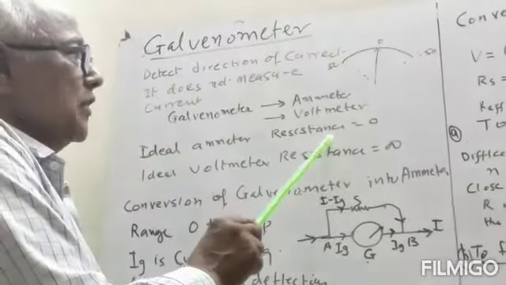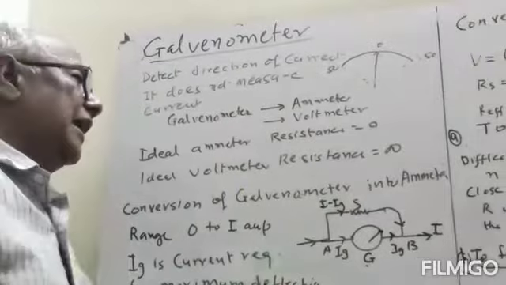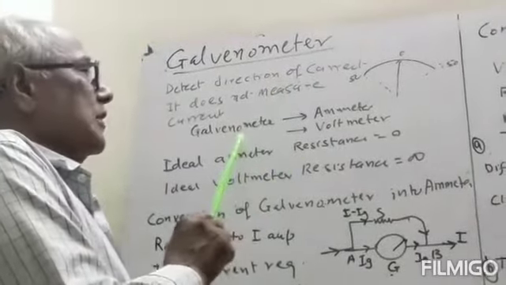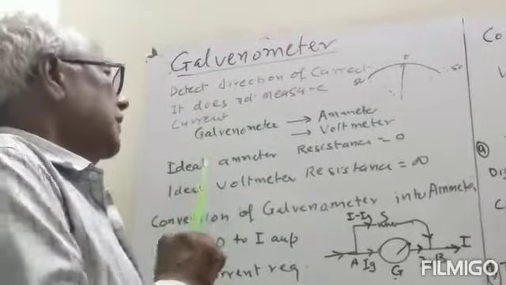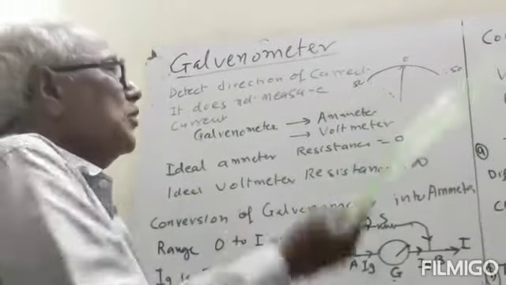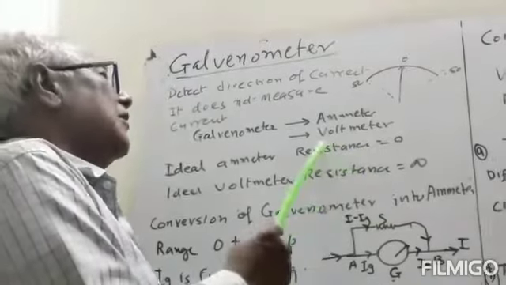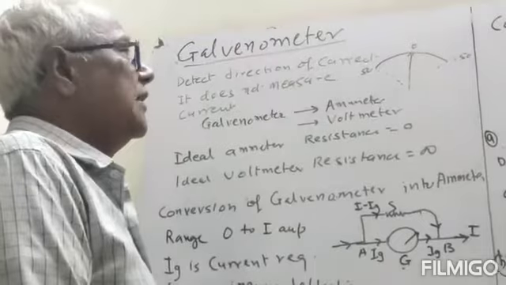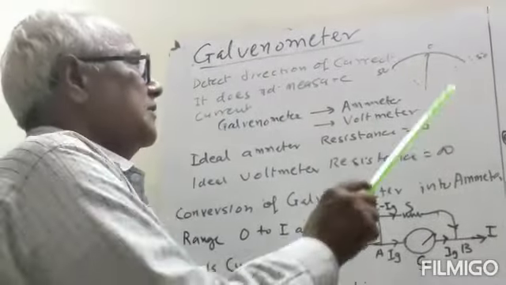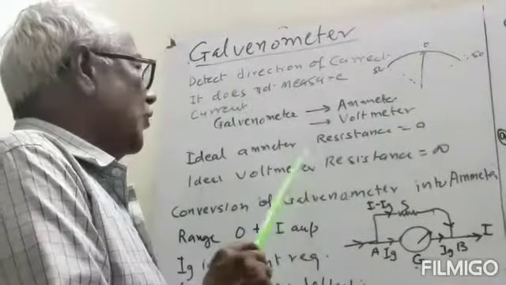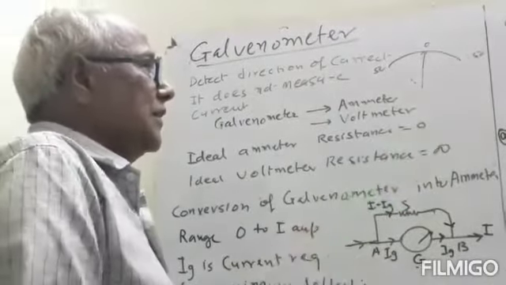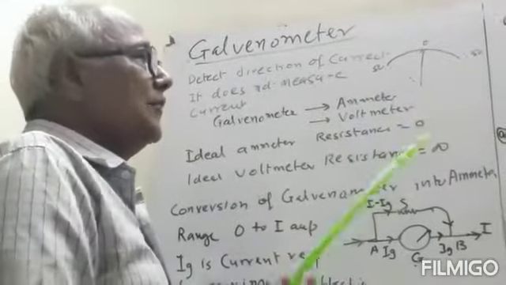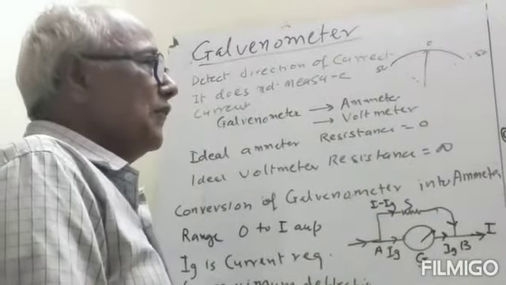So, it is not possible to construct an ideal ammeter with the help of galvanometer, because if the resistance is zero, then there will be no deflection. Hence, it cannot be converted into ammeter correctly. Now, ideal voltmeter, the resistance is infinite. If the resistance is infinite, then what will be the current? Current will be equal to zero. So, there will be no deflection.